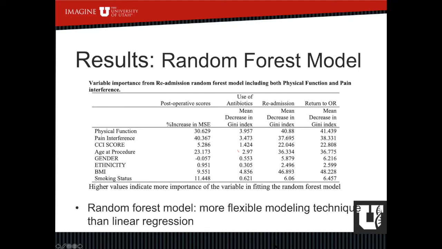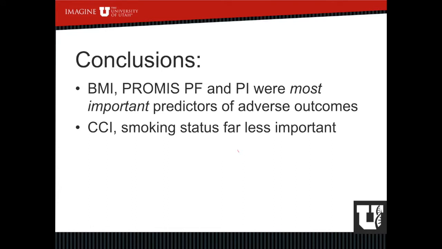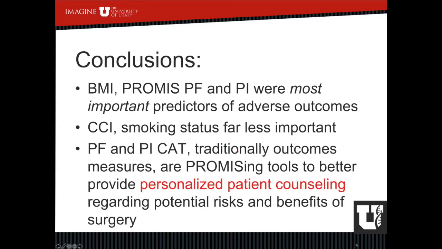This is kind of a big step forward, because random forest modeling is a more flexible modeling technique that isn't constrained by the usual assumptions of linear or even logistic regression. So in conclusion, BMI, PROMIS physical function, and pain interference were the most important predictors of all 3 adverse outcomes in this study, whereas the Charlson Comorbidity Index, smoking status, and age were far less important for predicting the outcomes that we're trying to avoid in these patients.